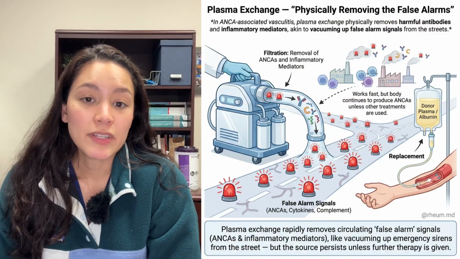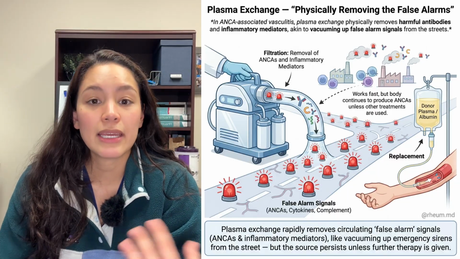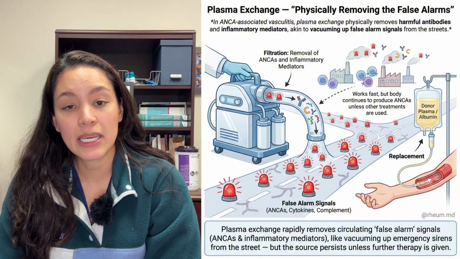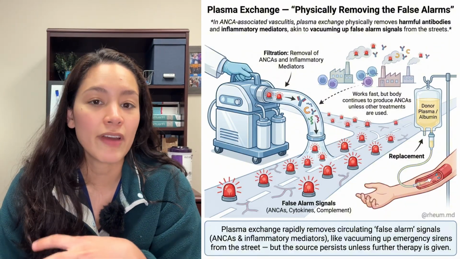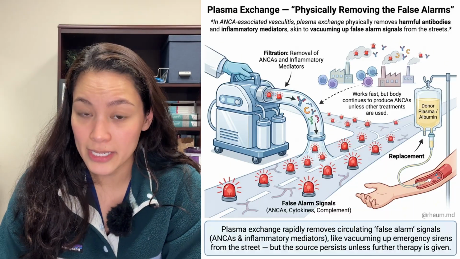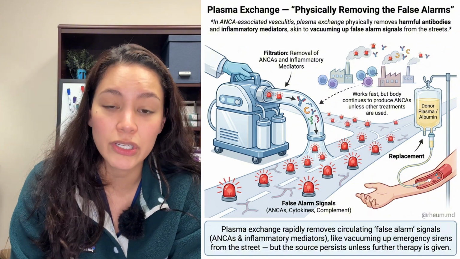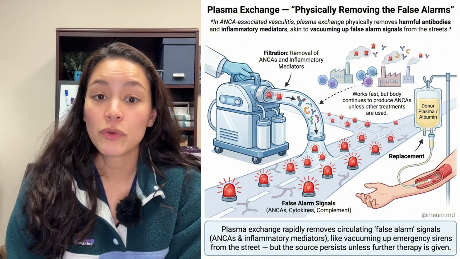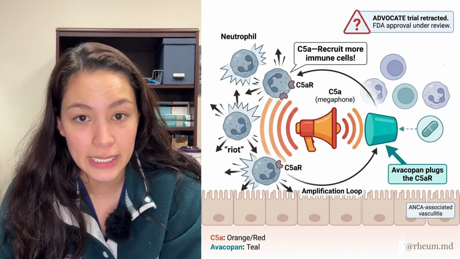Plasma exchange physically removes the ANCA antibodies and other circulating inflammatory mediators from the blood and replaces it with donor plasma or albumin. It's like vacuuming up those false alarm signals from the streets. It works fast, but is temporary, and if you don't use other therapeutic interventions, then the body will just keep producing more ANCAs.